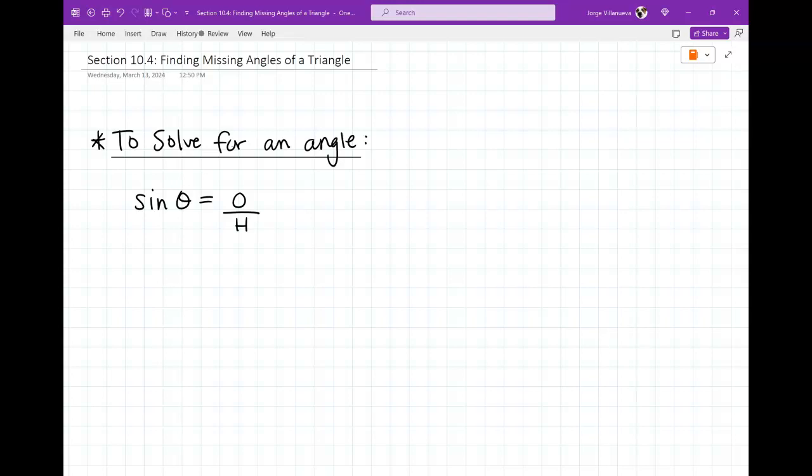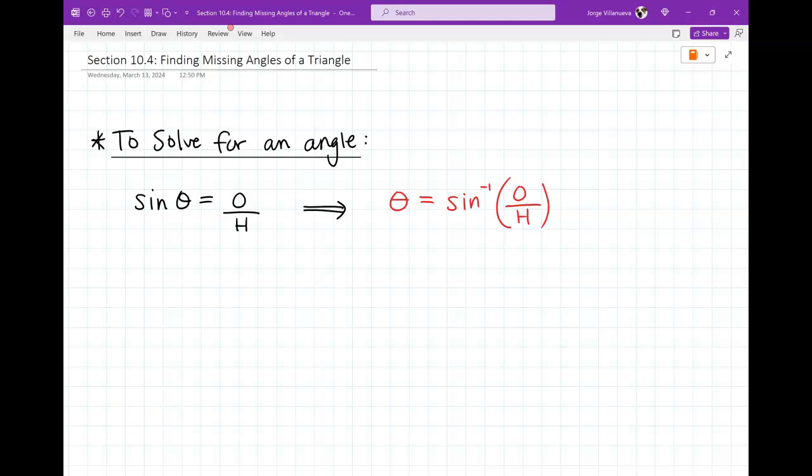If I want to know the value of the angle, what I'm about to show you isn't mathematically correctly stated, but you're going to get this sine and throw it over. When you throw the sine over, it looks like this: theta is equal to sine inverse of opposite over hypotenuse.